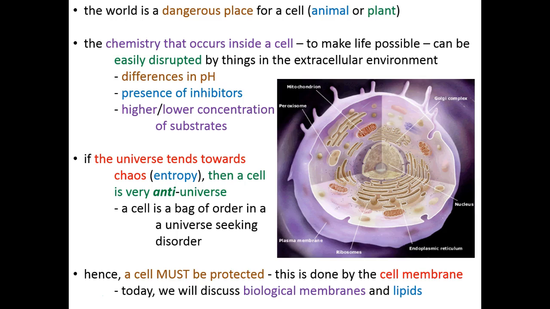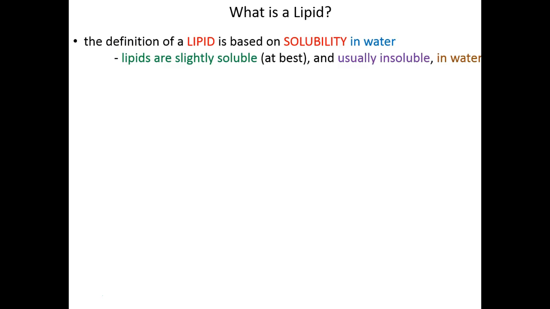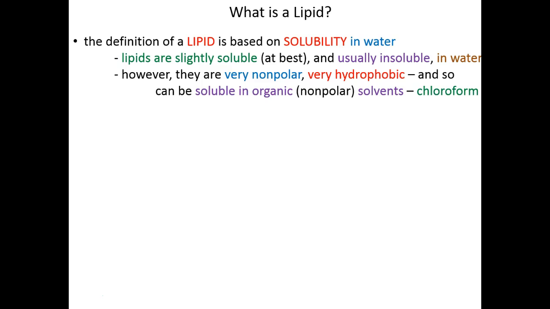So today, again, the point of these two lectures is to discuss biological membranes, but before we do that, we have to, of course, understand their constituent parts, the lipids. So what is a lipid? Well, the fundamental definition of a lipid is based solely on solubility in water. That's kind of our defining commonality among all lipids. Lipids are, at best, slightly soluble in water, and most of the time lipids are completely insoluble in water.